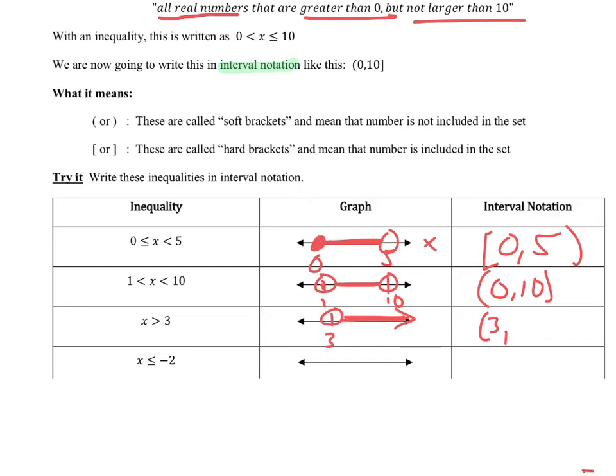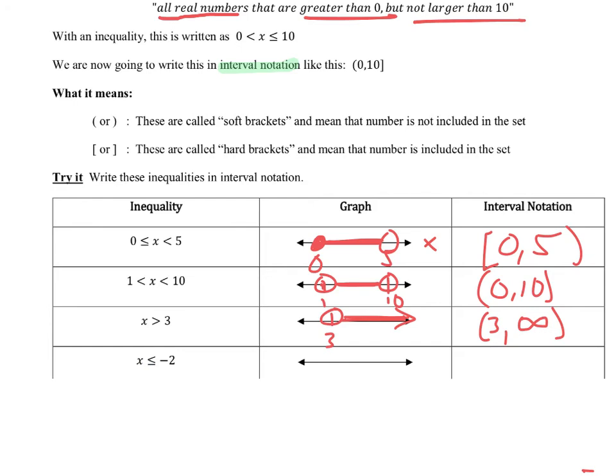Well, how far up is it going? Well, it doesn't end, and we use the symbol infinity. Infinity is a sideways 8 to mean it goes on forever up to the right. And what kind of bracket are we going to use? We're going to use a soft bracket because we never actually hit infinity.